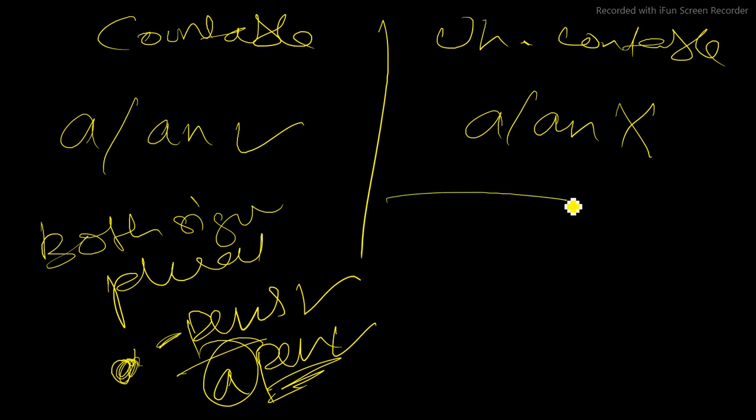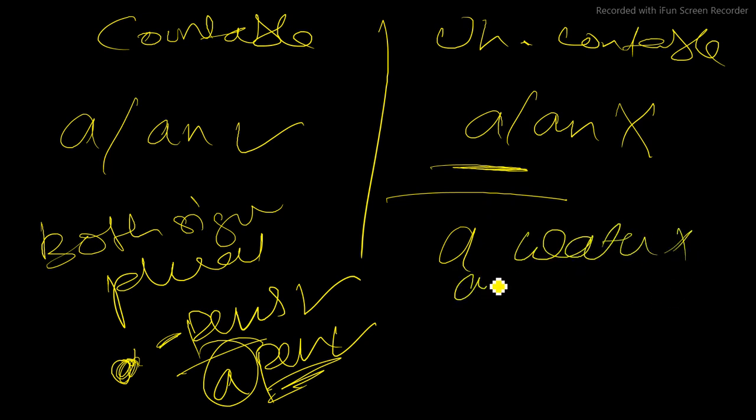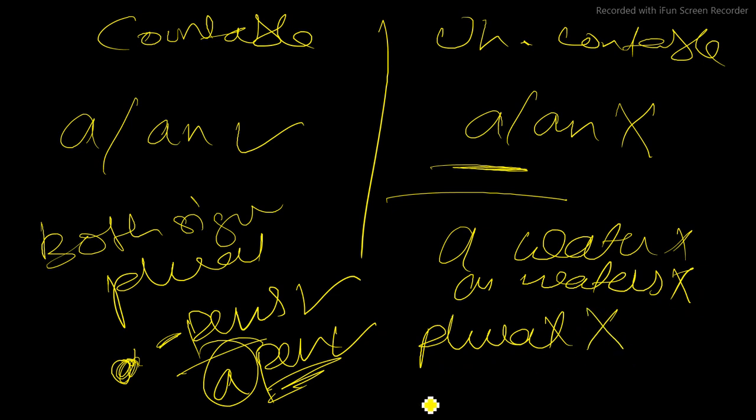Okay. Now uncountable noun, I cannot use or and before singular as well as plural. I cannot write a water. This is wrong. I cannot write waters. This is also wrong. What I said was there is no plural form. There is no plural form in the uncountable noun. Waters in itself is a wrong word.